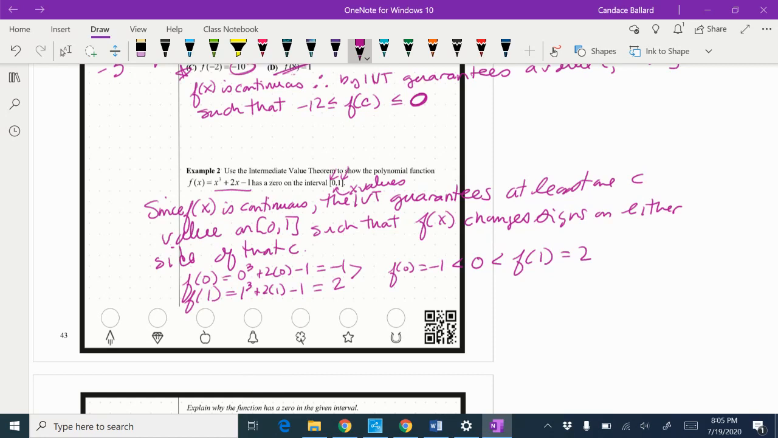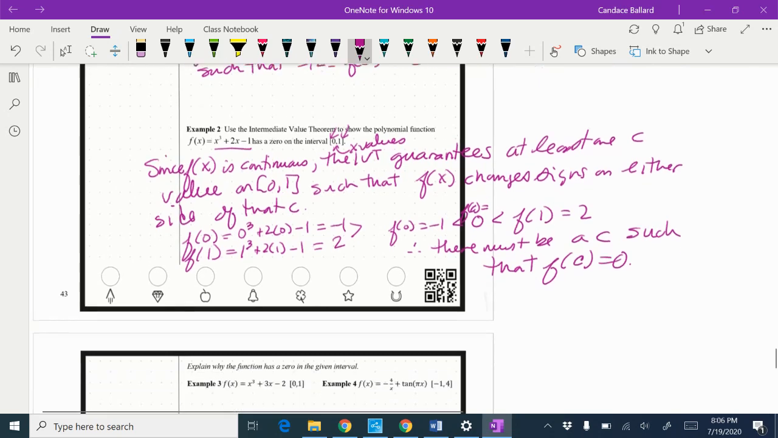So therefore f of c equals 0. So therefore there must be a c such that f of c equals 0. All right, let's take a look at another one here.